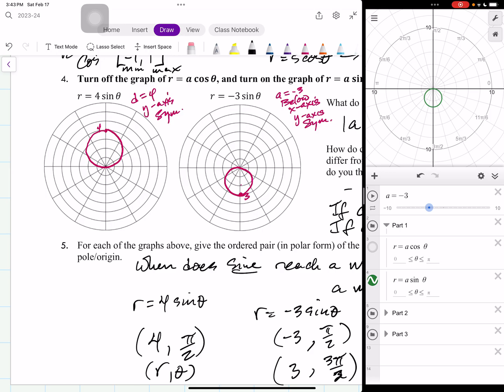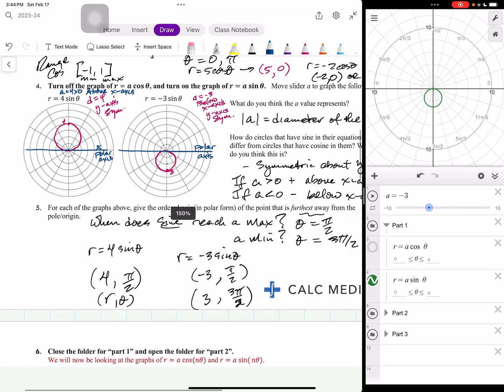So again, the x-axis here, or the polar axis, is the horizontal one. So this is referred to as the polar axis or the x-axis. And if A is positive, like right here, A is 4 and it's greater than 0, it's above the x-axis. And if it's negative, it's below the x-axis. And when I say x-axis, I'm talking about the polar axis. Okay, there we go.